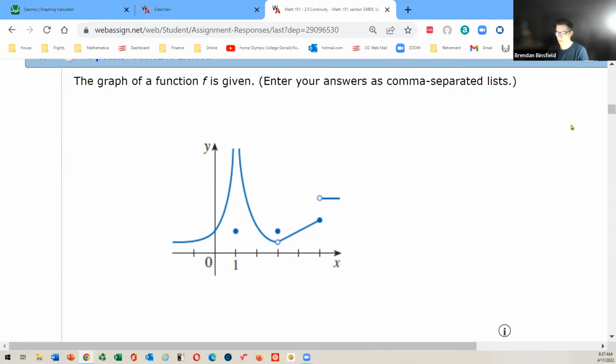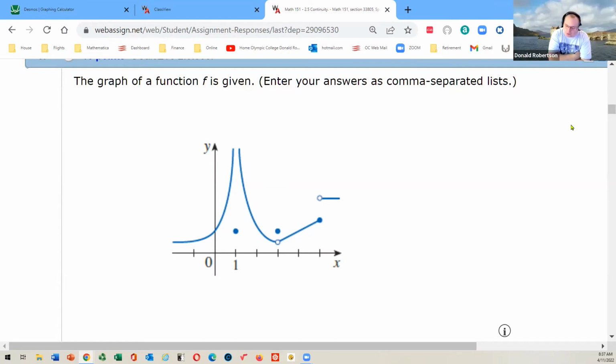X equals 5. Agreed. Is it right continuous, left continuous, or neither at x equals 5? Left continuous. Izzy just doesn't want to tell me. She just mouths it but never says it.